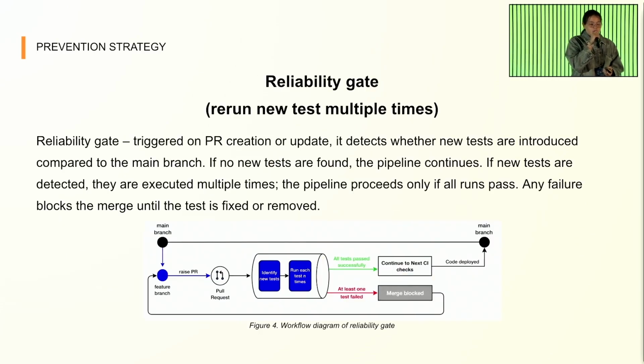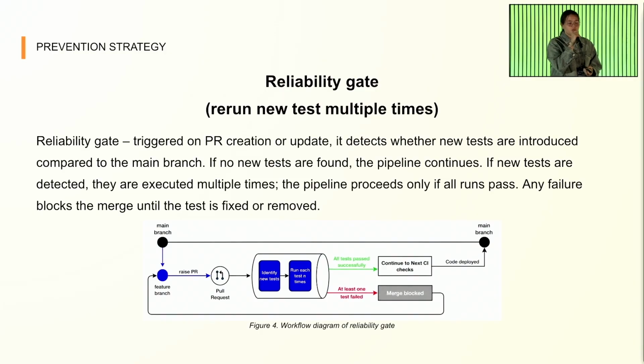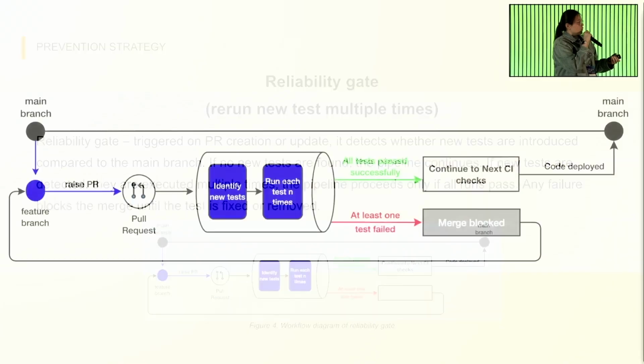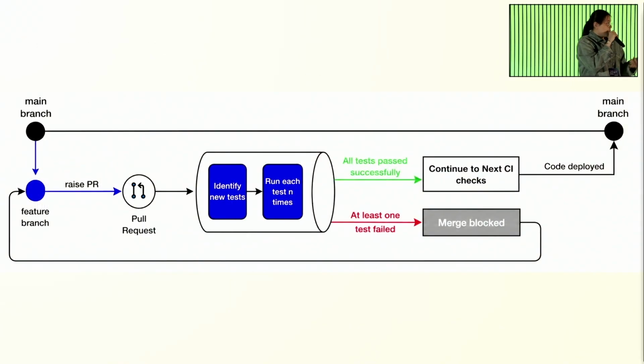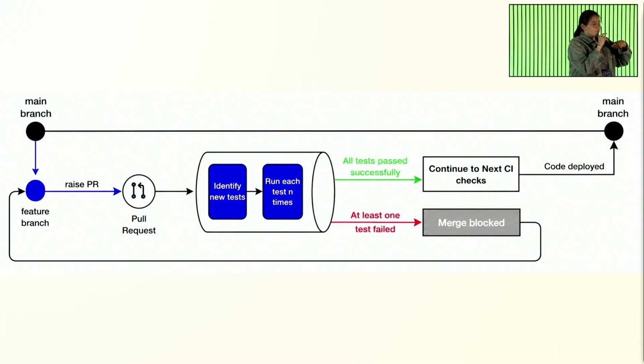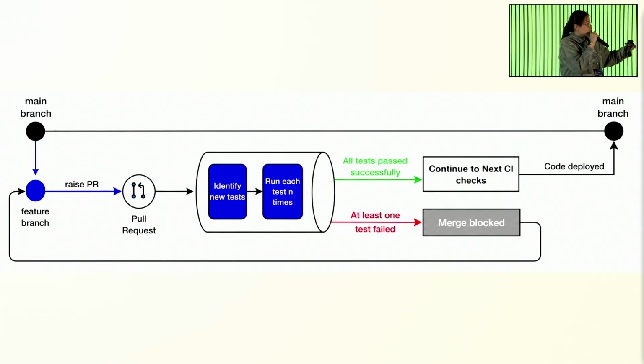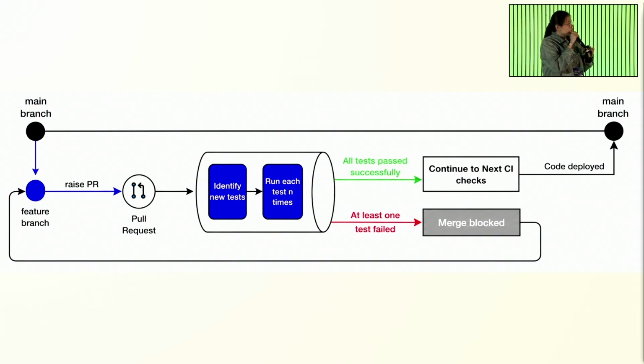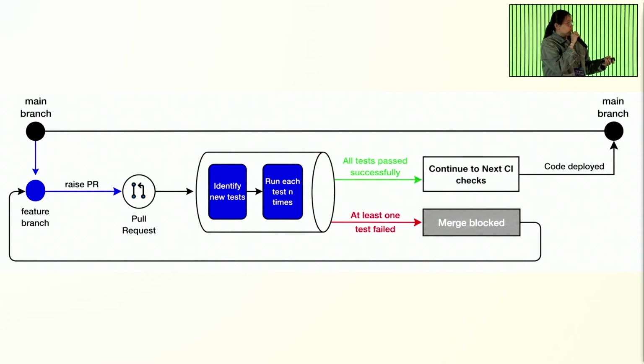So let's start with the prevention. The prevention strategy solution will be a reliability gate. Let's zoom in on the figure. Here you can see we have a main branch, then a pull request is raised. We compare our pull request, like a feature branch, with the main branch. If we identify a new test, we run that test multiple times. If all runs pass successfully, or 90% depending on your threshold, then we can continue to the next CI checks. But if at least one run fails, then we block the merge, basically. So this is a simple solution to prevent flaky tests.